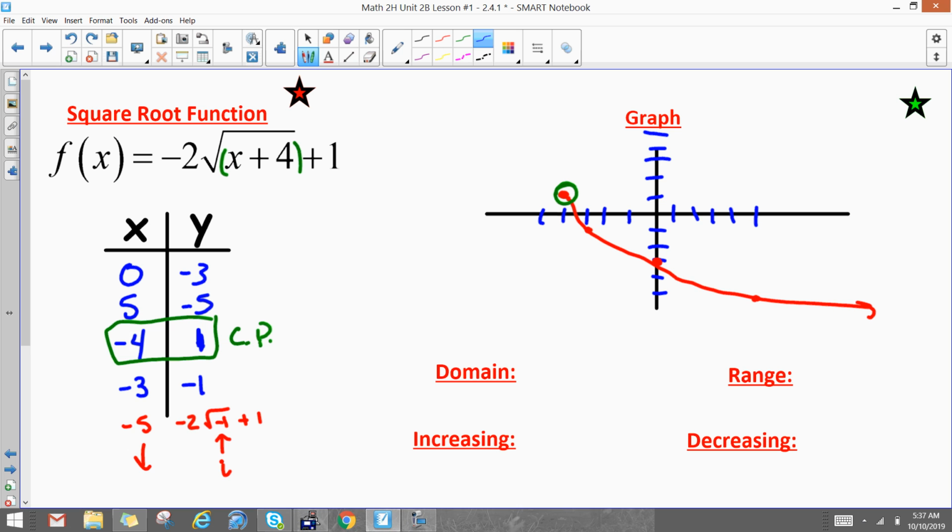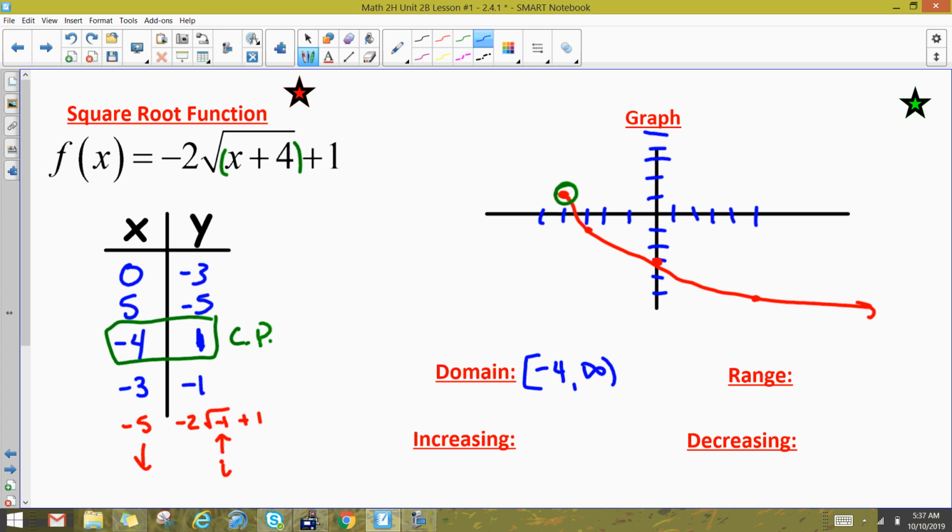Domain. Well, domain is x. The furthest left we go is negative 4, and we can equal negative 4, and then this graph goes to the right forever. Range. This is where a lot of people mess up range. We always have to do smaller number, bigger number. So what's the furthest down my graph goes? Well, this graph keeps going down slowly. So negative infinity is the lowest my graph goes, and the highest it gets is positive 1.